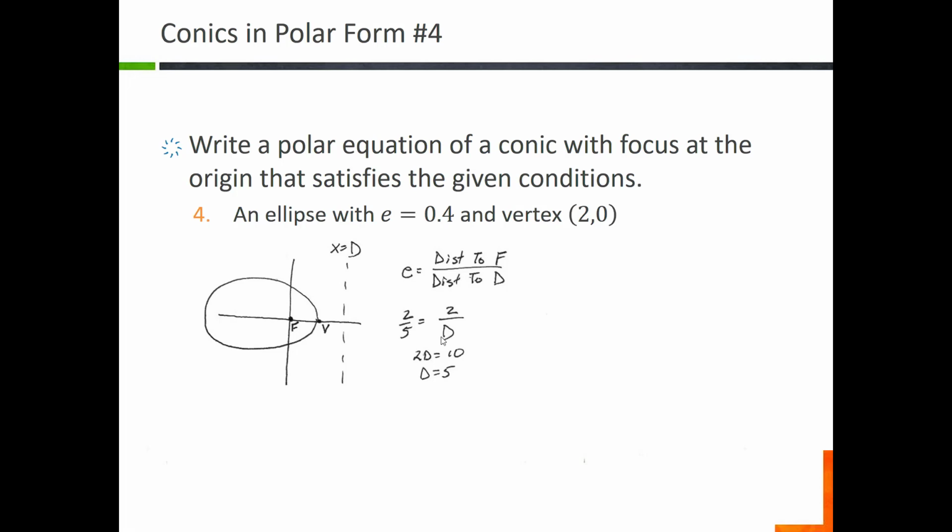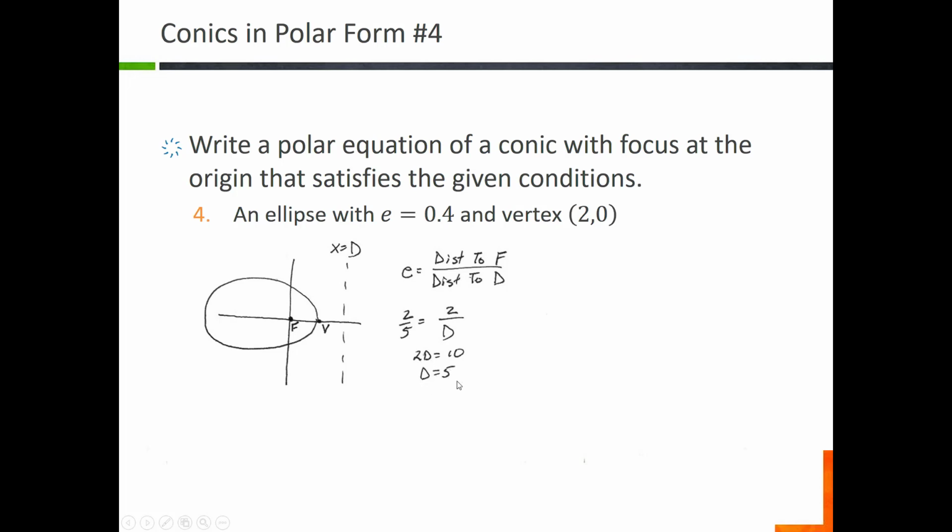This one's pretty easy to solve, but if you can't just do it visually, then just remember you can cross multiply and divide. So diagonally, 2 times d has to equal 2 times the 5. So you get 2d is equal to 10, you divide the 2 over and you get 5. Okay, which should make sense. If 2/5 is equal to 2 over d, then the d has to be 5. But anyway, so we just found the value for the directrix.